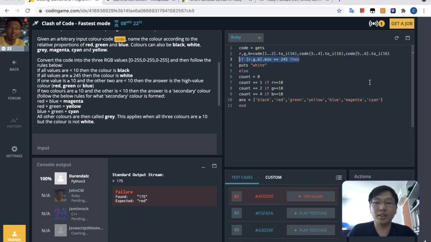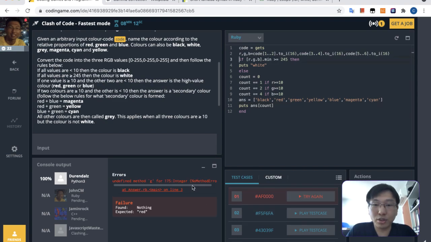The reason why we need to do white here is because this doesn't account for 2, 4, 5. So doing this is important. Okay, so we can just print out answer counts, and I think that should do the trick already. Undefined method G. Oh, this is a comma. I typed it the wrong way.